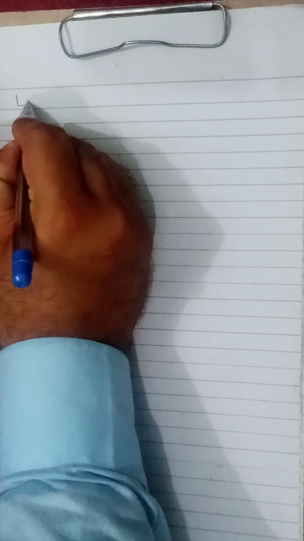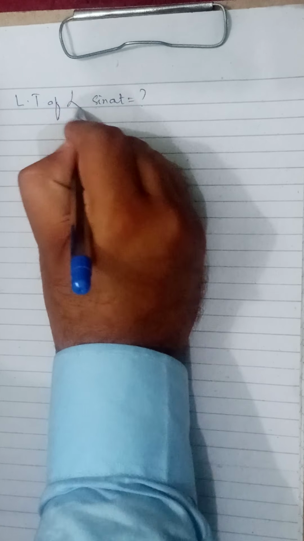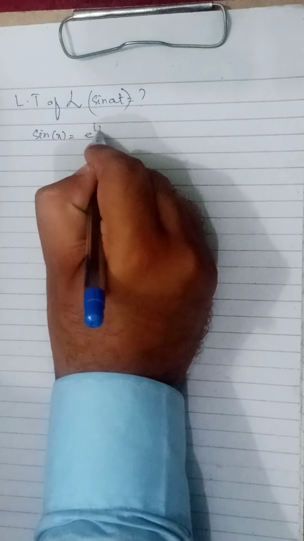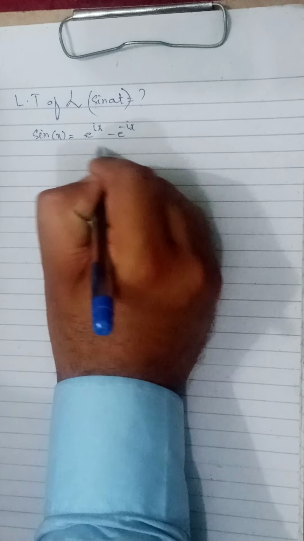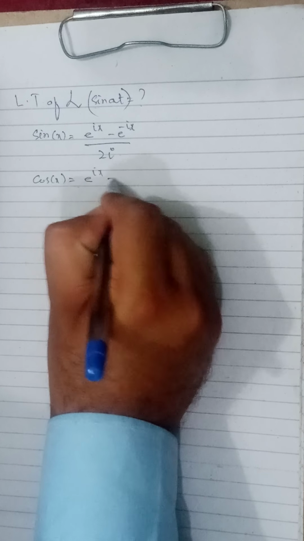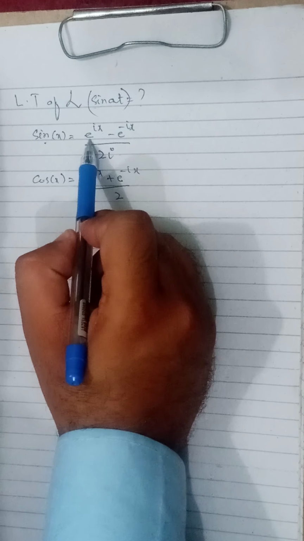Now what is the Laplace transform of sin of at? So we know that sin of x is equal to e power iota x minus e power negative iota x divided by 2 iota, and cos of x is equal to e power iota x plus e power negative iota x divided by 2. This is the conversion of trigonometric function to exponential function.